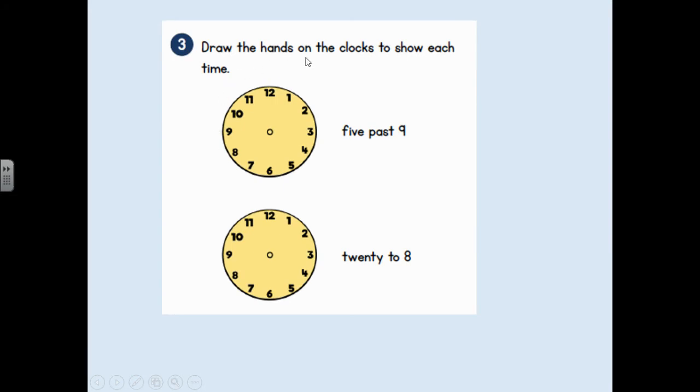Okay, question number 3 is draw the hands on the clocks to show each time. So this one's 9:05 and this one is 8:22. So you need to draw the hands.